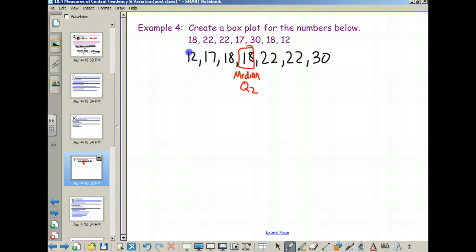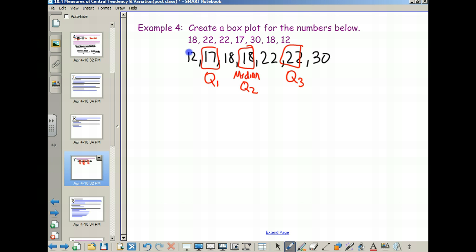Now, you can ignore the median, and we're going to look at all the values before the median. So I have 12, 17, and 18. Considering 12, 17, and 18, what is my middle value? 17. So 17 is Q1, the first quartile. We're going to do the same thing on the other side. Considering these second values, 22, 22, and 30, what is my middle value? 22. So this is Q3. There's a single number given to each one of those. It's not a range.